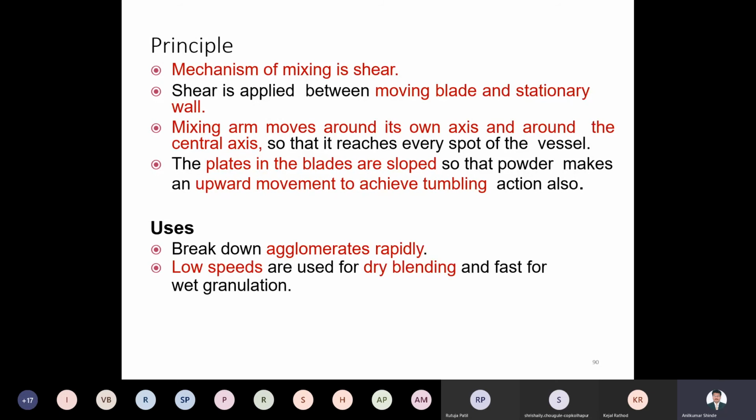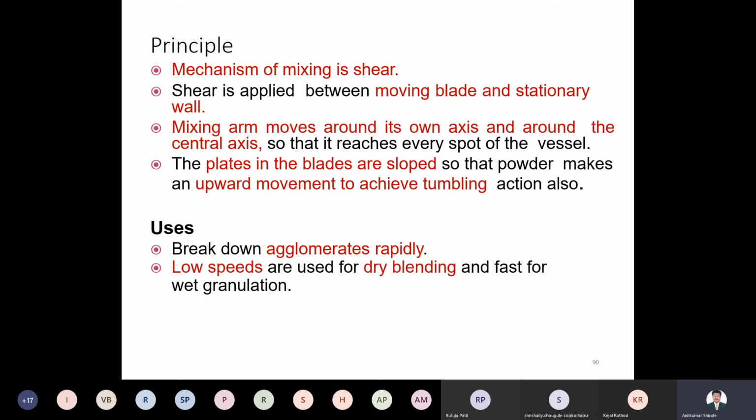We have seen that the blade is slope-like, so no material sticks to or is added to the blade, because the blade surface is sloped, right? And the tumbling action is 100% possible. Each time the material goes upward and again goes downward with gravitational force, and this tumbling action is also possible. This is called the principle.